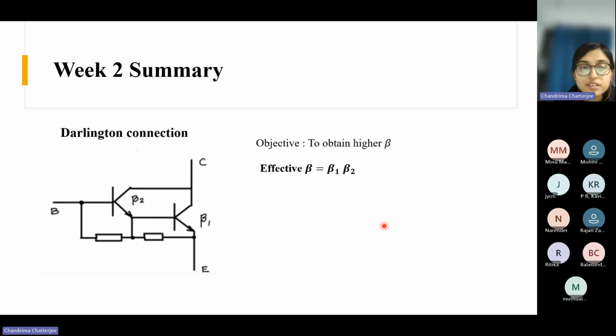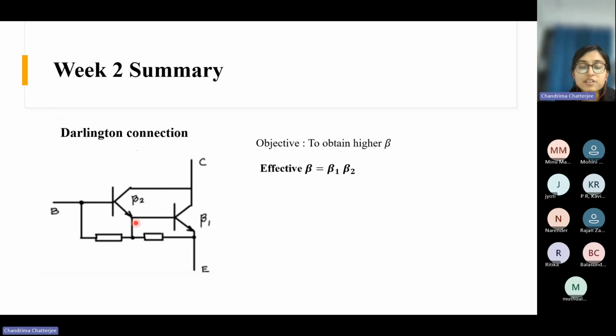Next, we will see the Darlington connection. So what is the Darlington connection? The objective of this Darlington connection is to increase the effective beta value, the current gain, of the device. How will we achieve that?